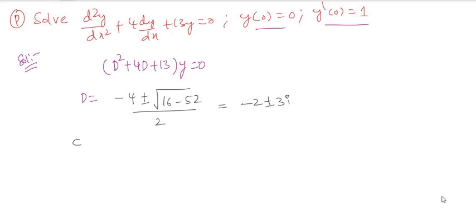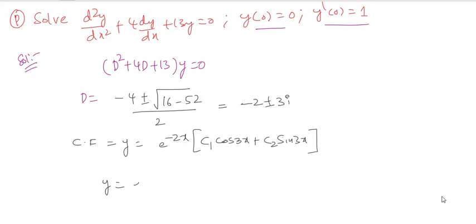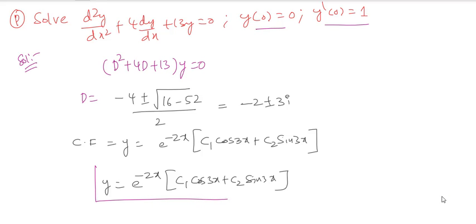Now my complementary function: because the right side is 0, it is a homogeneous linear differential equation, so the complete solution will be the complementary function only. You will have e^(−2x) (c1 cos 3x + c2 sin 3x). So y = e^(−2x) (c1 cos 3x + c2 sin 3x). This is the complete solution for the corresponding differential equation.